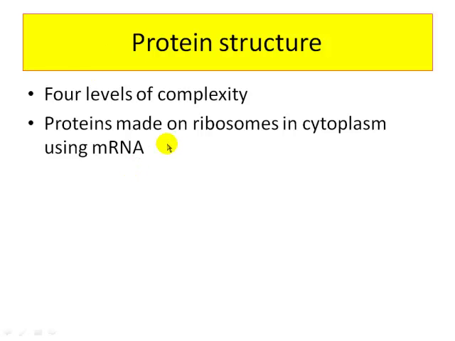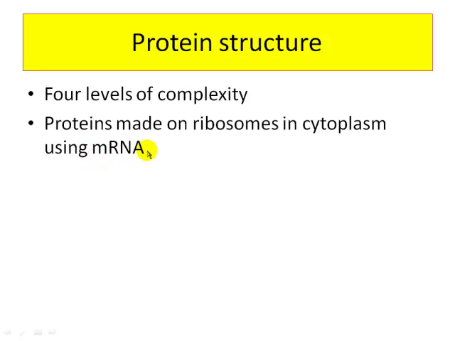Inside every cell, proteins are made, and inside the cell you've got structures called ribosomes. Now ribosomes are found in the jelly part, the cytoplasm, and they are manufactured using something called mRNA. Now you may have come across DNA, which is deoxyribonucleic acid. Well, RNA is ribonucleic acid, and M stands for messenger ribonucleic acid.